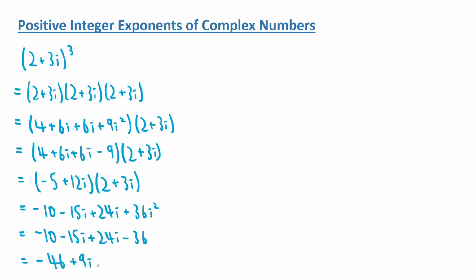So this is how you do exponentiation of complex numbers where the exponent is a positive integer. You multiply the complex number by itself a set number of times depending on the exponent, and then you simplify the expression by doing the multiplication of the complex numbers.